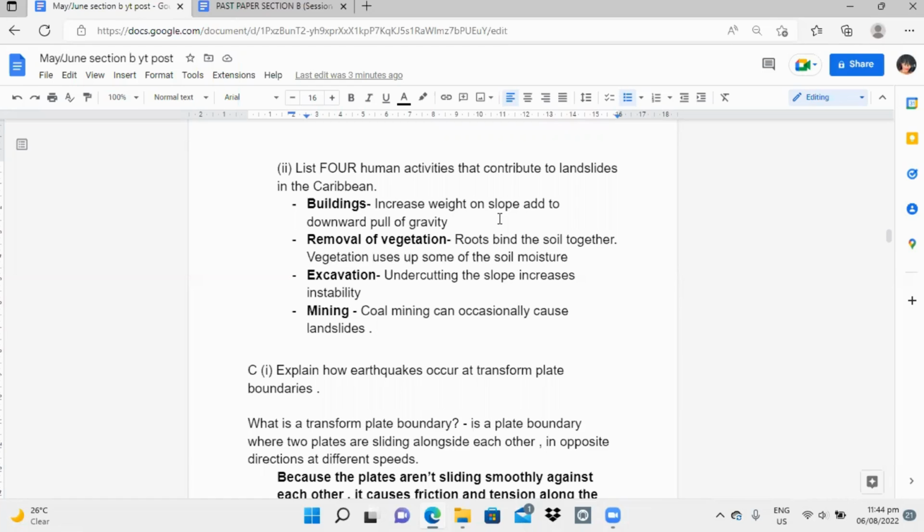Digging in the soil, as well as undercutting the soil on a slope, makes it unstable and could cause landslides. It's the same thing with mining. You're digging into the soil and making it unstable, and it could trigger a landslide the same way. In the case of mining, it would also have to be somewhere on a hillside.